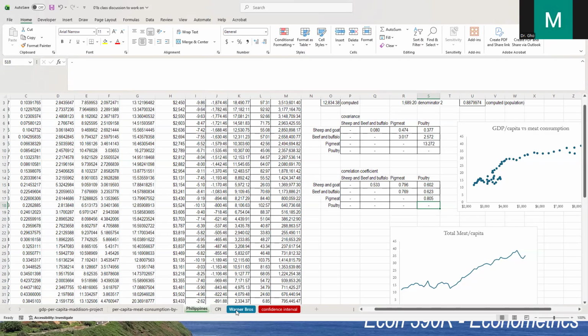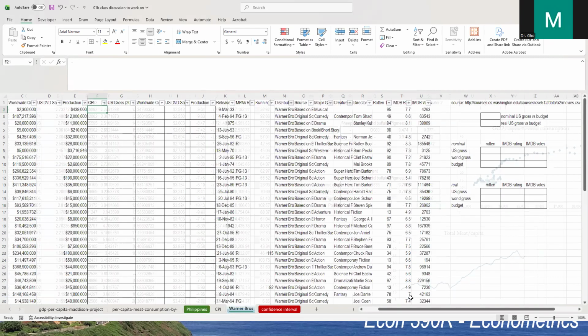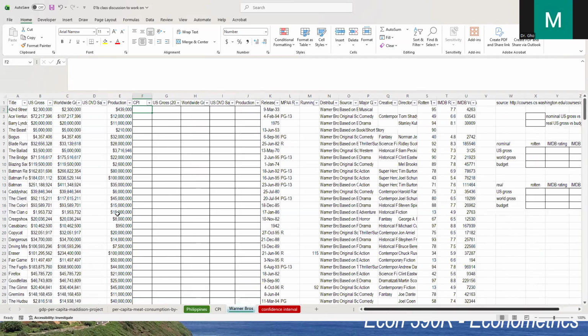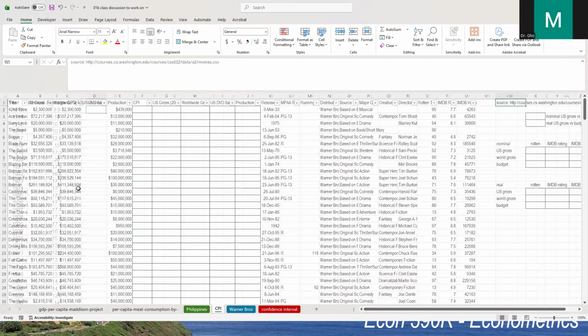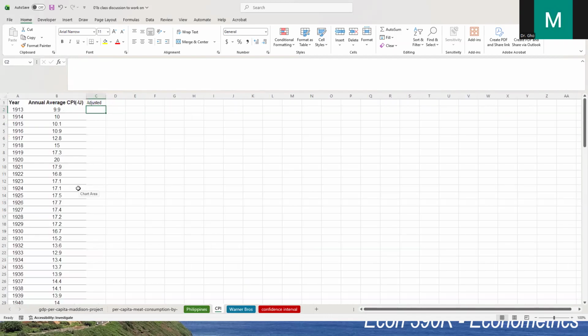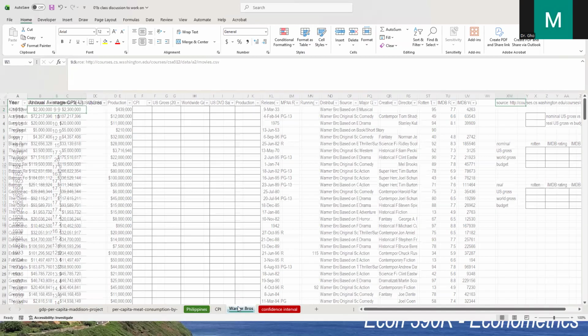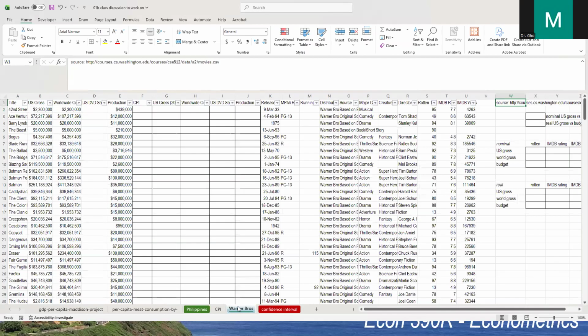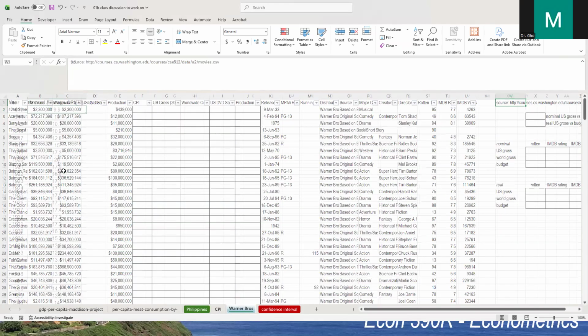Let's look at movies. A lot of us like movies. There's this data set that comes from the source, and it has a bunch of values. I wanted to add a couple of things. I went to the St. Louis Fed, one of the Federal Reserve banks, and I grabbed the CPI because, in my mind, if we're comparing things from different years, you want to adjust for inflation. So I'm going to use the CPI to adjust for inflation.